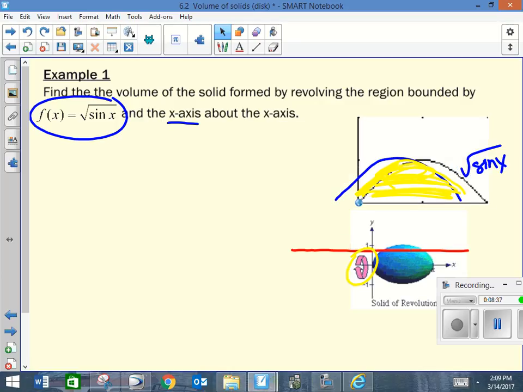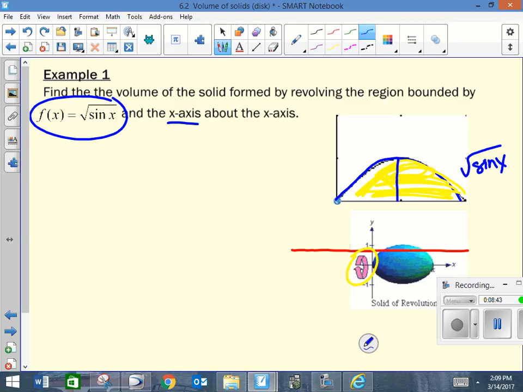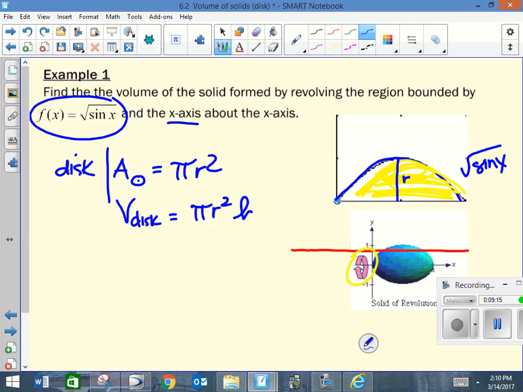All right, so what you have is your radius right here. That's the radius from a disk that's looking this way. You're chopping up all those disks. So we're going to do disk. Area of a circle first, because a disk is a circle. How do you find the area of a circle? Pi r squared. Then the volume of the disk would be pi r squared h.